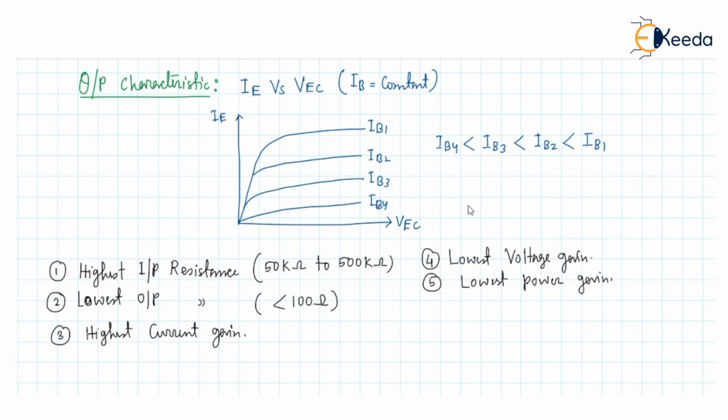This common collector mode circuit is generally called a current controlled voltage source, or sometimes it is called an emitter follower circuit. And this emitter follower circuit is nothing but a current controlled voltage source.